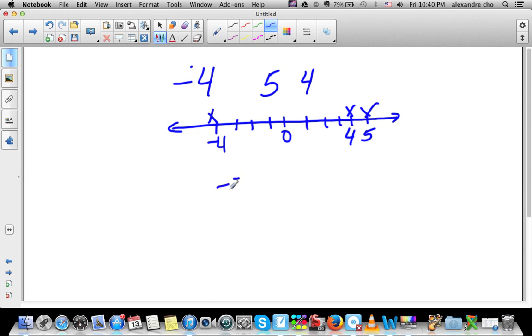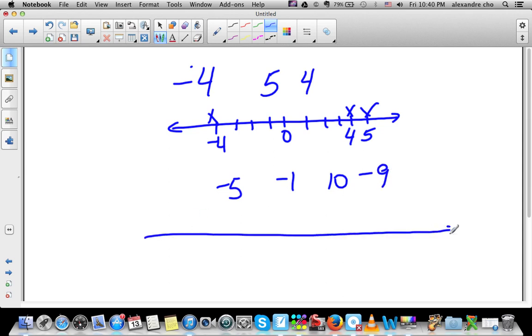Next set of numbers: negative 5, negative 1, 10, and negative 9. So I make a bigger number line. So here's 0. 1, 2, 3, 4, 5, 6, 7, 8, 9, 10. That would be 10. On the other side, negative 1, negative 2, negative 3, negative 4, negative 5, negative 6, negative 7, negative 8, negative 9. There. I'll put an x on top of the 4 numbers I was asked to.